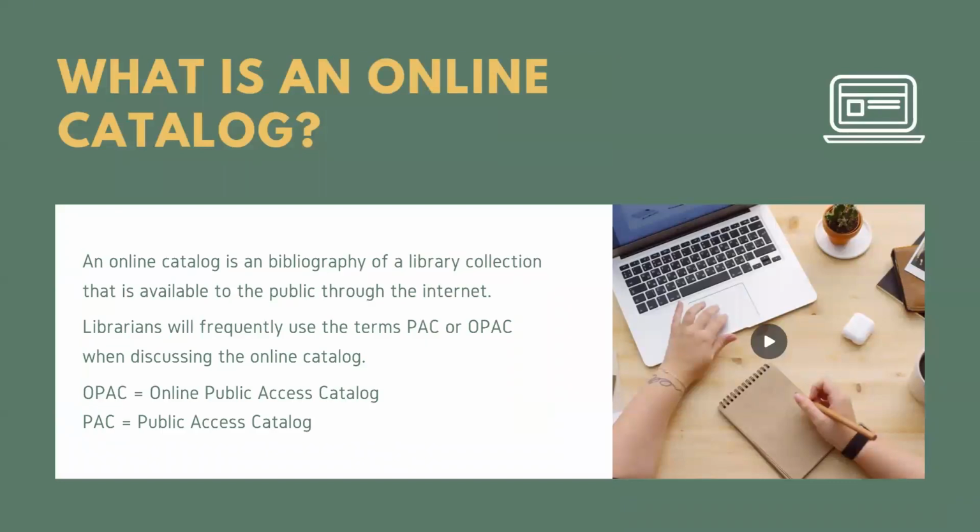Let's talk for a minute about what exactly an online catalog is. It really is a bibliography of a library collection that is available to the public through the internet. So it's basically your old school card catalog with the little drawers and the cards in it. It's just all online and everything's all connected.